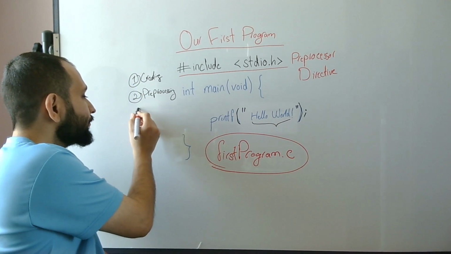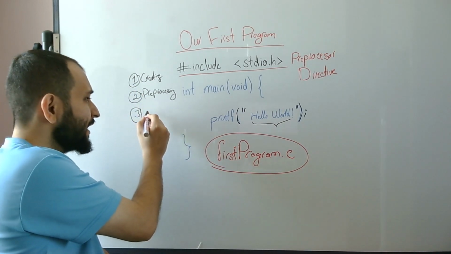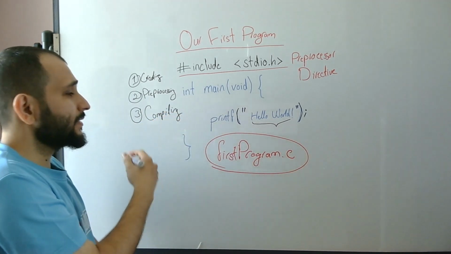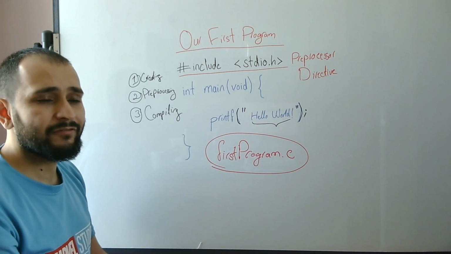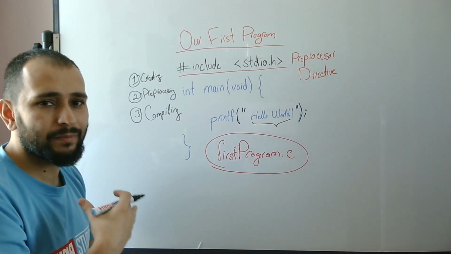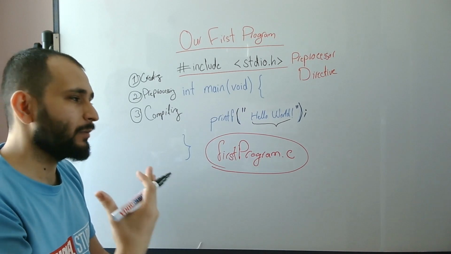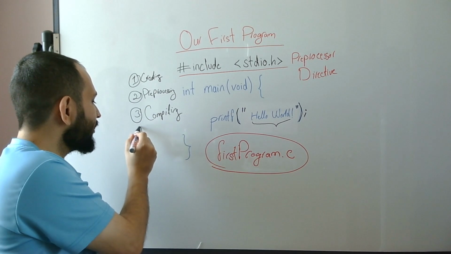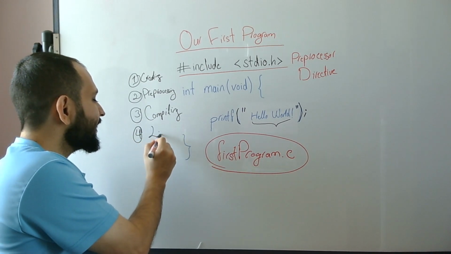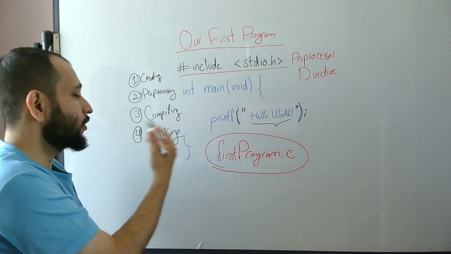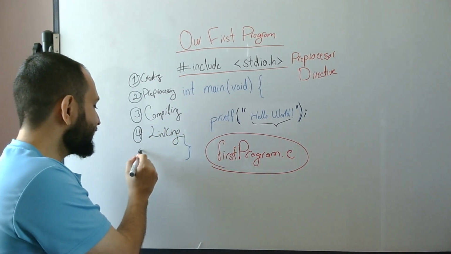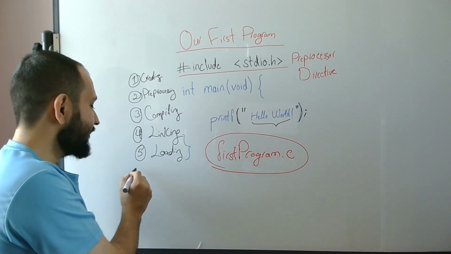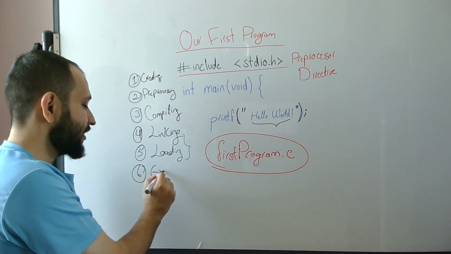Now the third phase is compiling. This is when our code is going to be converted into machine code, basically the code that the computer will be able to understand. We will talk about this later on. The fourth step will be linking, where the linker is going to do a few more things. The fifth stage is going to be loading. And the sixth stage is going to be execution.